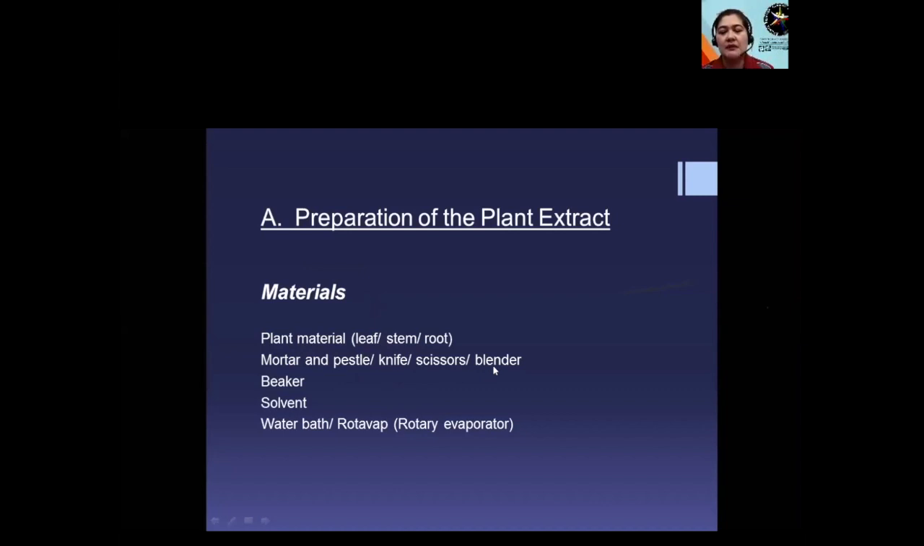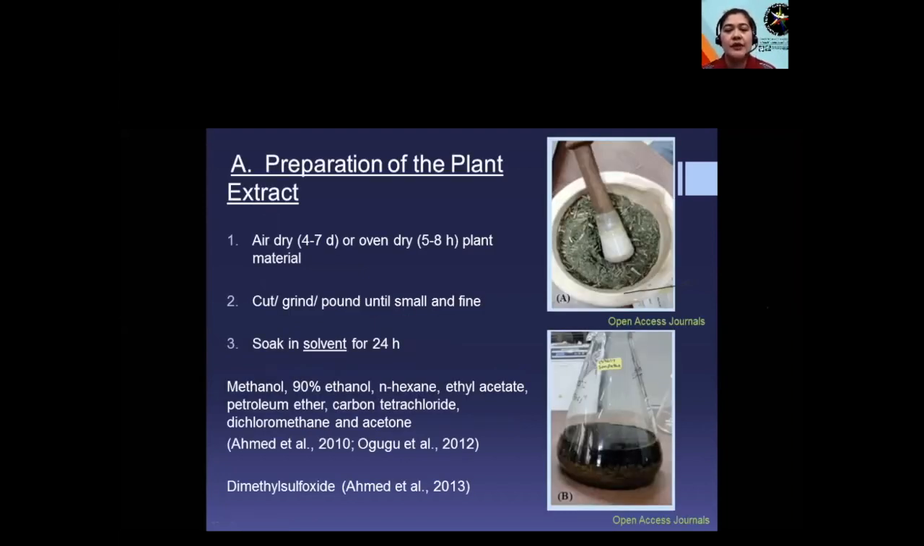Pinakamabilis pong gamitin, blender. And you have a beaker and the solvent that we're going to use for extraction. And we'd make use of a water bath kung wala po tayong rotavap or rotary evaporator. So for the simple extraction, ito po ang medyo matagal. I-air dry po natin ang ating plant material or oven dry. But I would suggest na air dry po ang gawin natin.